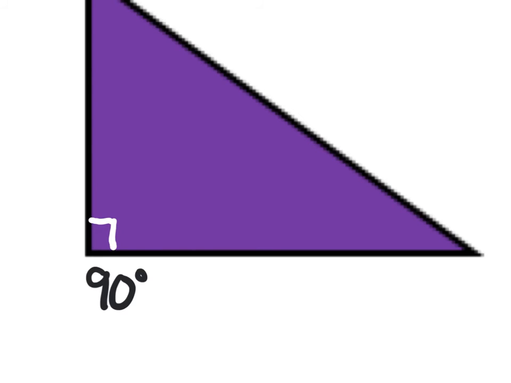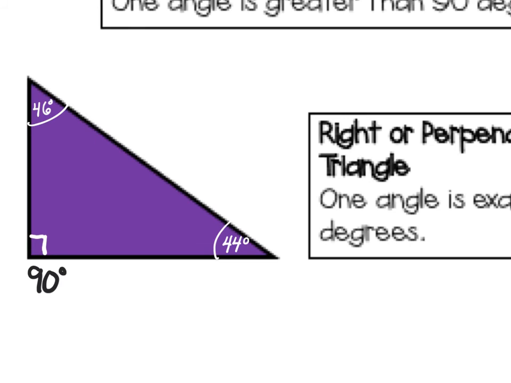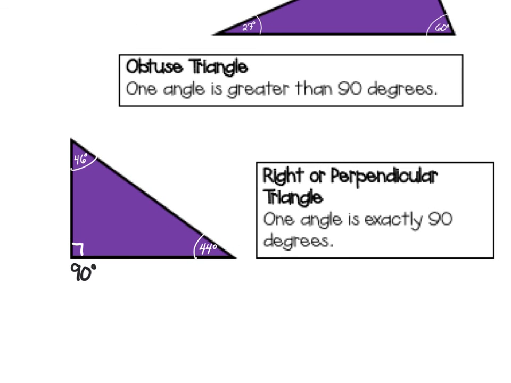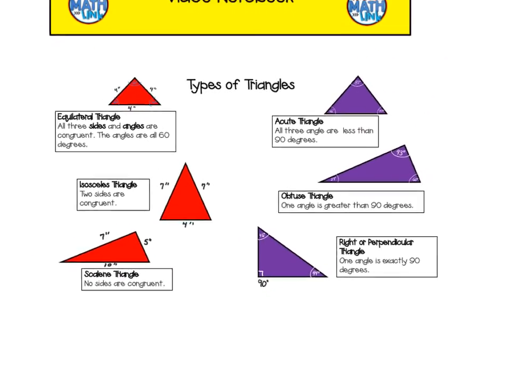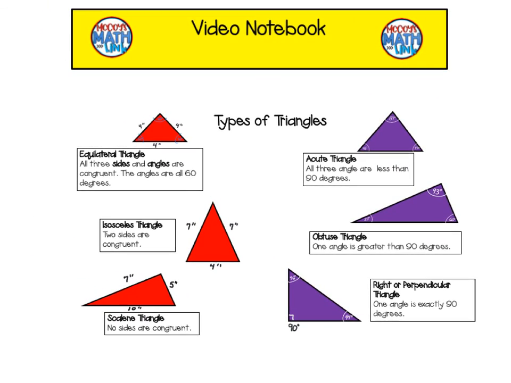And then these two angles, let's take a look at them. These two angles can vary, but one example might be that this might be 46 degrees, and then this would be 44 degrees. Once again, they can vary so long as you have one that is exactly 90 degrees. That makes it a right or perpendicular triangle. Bam! And that is all our information for types of triangles for today, okay?